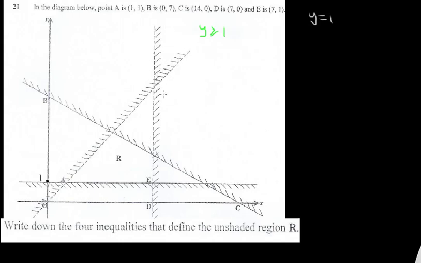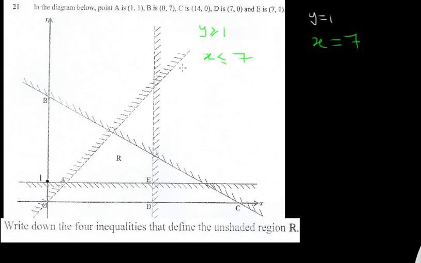And for this one, if we take a close look at it, it is passing through point D, and point D is at 7,0. So this is simply x is equal to 7, right? But which part are we interested in? Is it the greater than or less than 7? We're interested in the less than 7. So therefore, x is less than or equal to 7. That's the second inequality that we have.